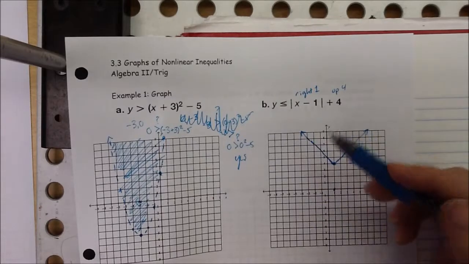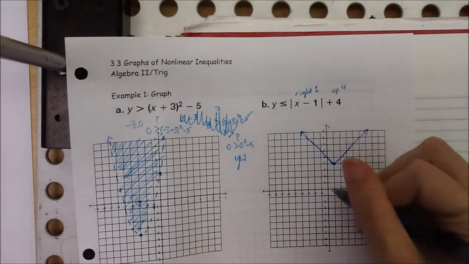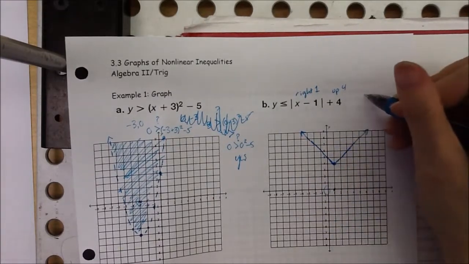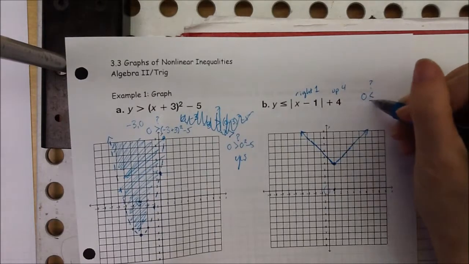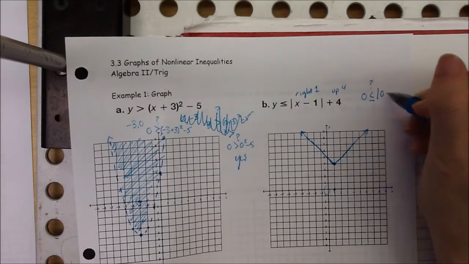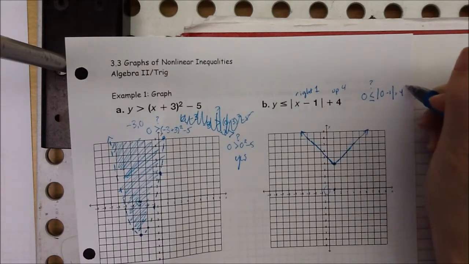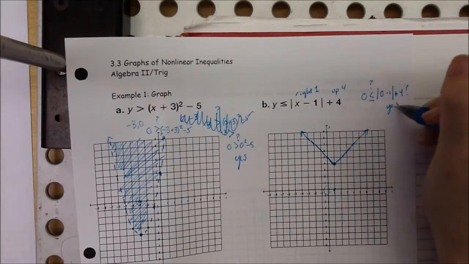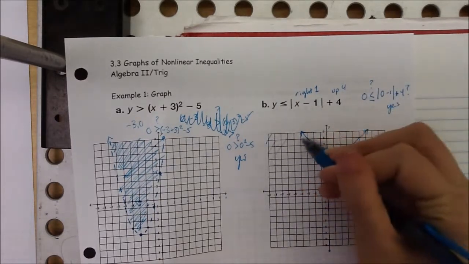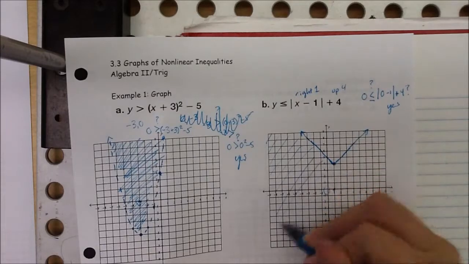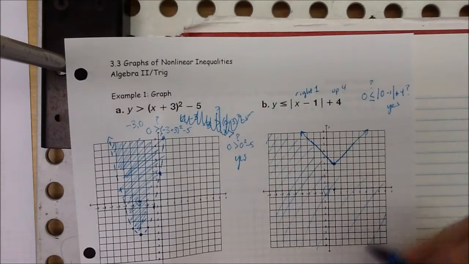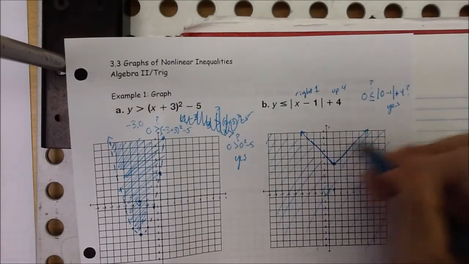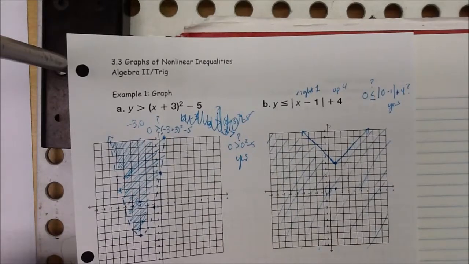Less than or equal to, I would shade below, but just to check, let's see about 0, 0. Is 0 less than or equal to the absolute value of 0 minus 1 plus 4? Yes, it is. So we shade on that side. And on that side, in this case, means everywhere that isn't basically inside that absolute value V.